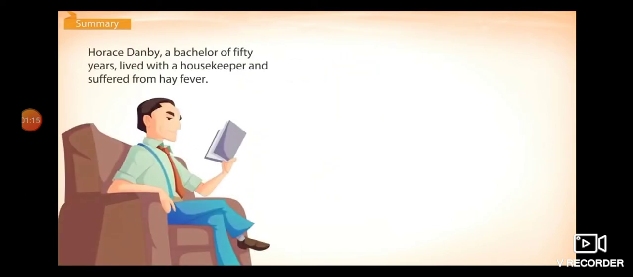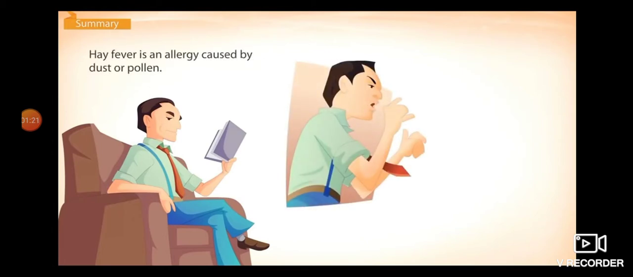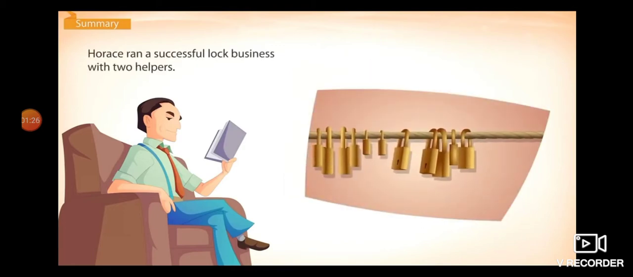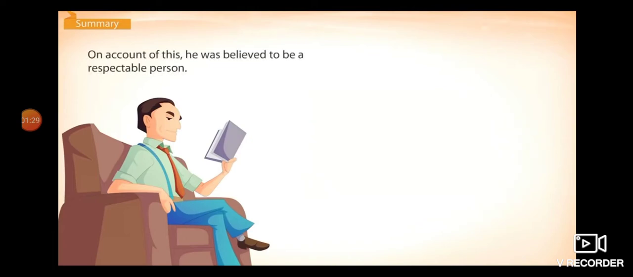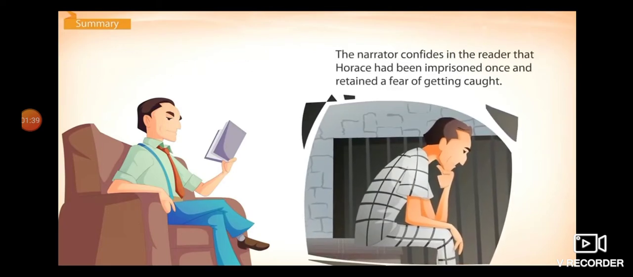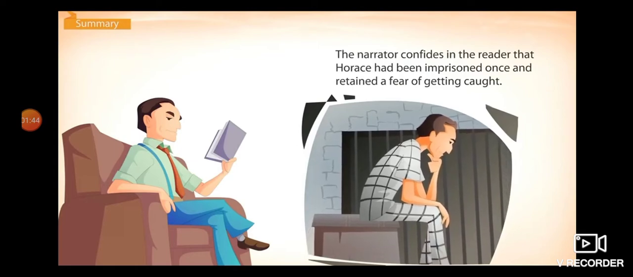Summary: Horace Danby, a bachelor of 50 years, lived with a housekeeper and suffered from hay fever. Hay fever is an allergy caused by dust or pollen. Horace ran a successful log business with 2 helpers. On account of this, he was believed to be a respectable person. The narrator, however, questions Horace's honesty. The narrator confides in the reader that Horace had been imprisoned once and retained the fear of getting caught.